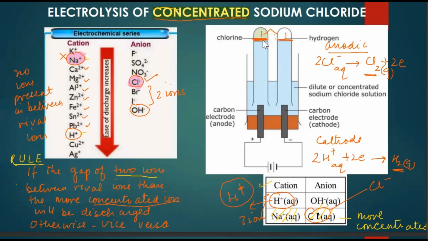So whenever we are getting the same ratio of the two gases, then we can expect that these are chlorine and hydrogen. If we get them in the ratio of 1:2, then we know it's oxygen and hydrogen, and the electrolysis of either dilute sulfuric acid or dilute sodium chloride or acidified water is taking place.